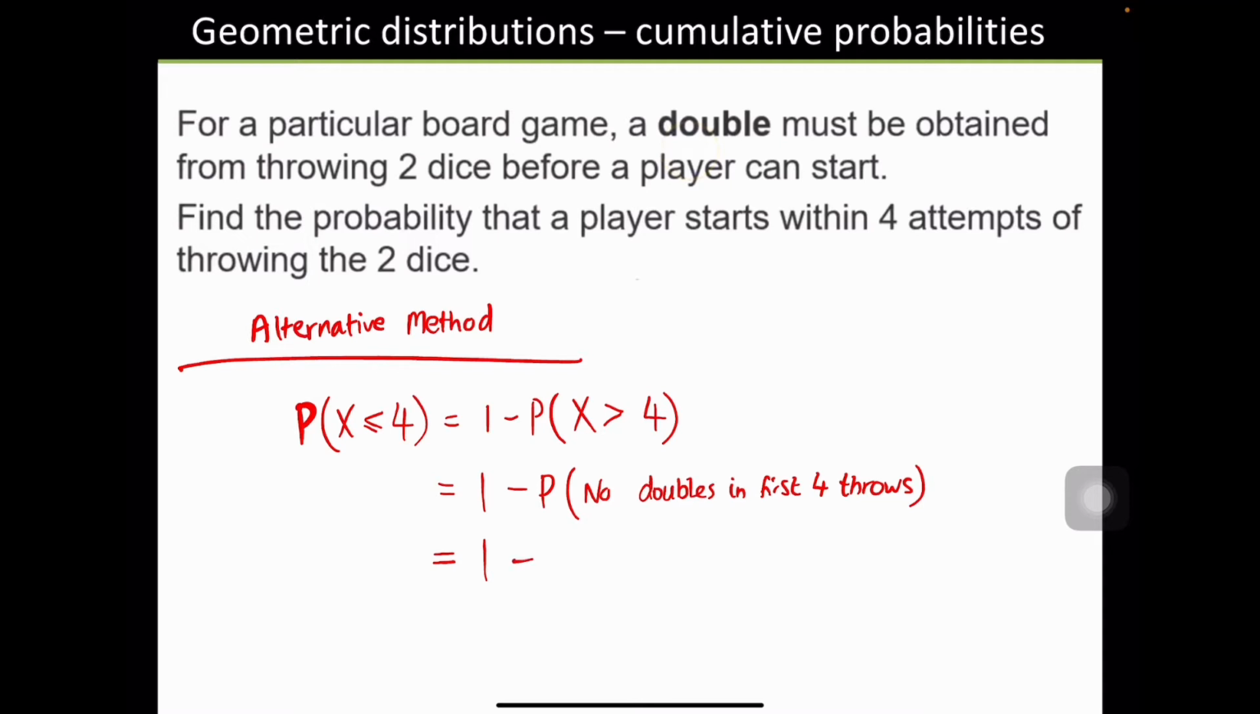So 1 take away, the probability of failure is 5/6, so 5/6 to the power of 4. If you were to type that into a calculator, you would get the same answer as we got in the previous slide, which is 671 over 1296.